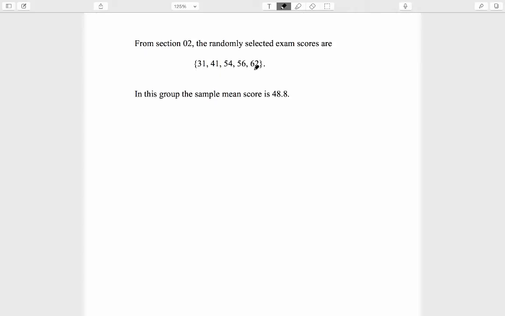Here I've taken a random sample of 5 scores from the 100 in Section 2. Their sample mean, computed in the same way, equals 48.8. So 48.8 is an estimate for the average exam score in Section 2.